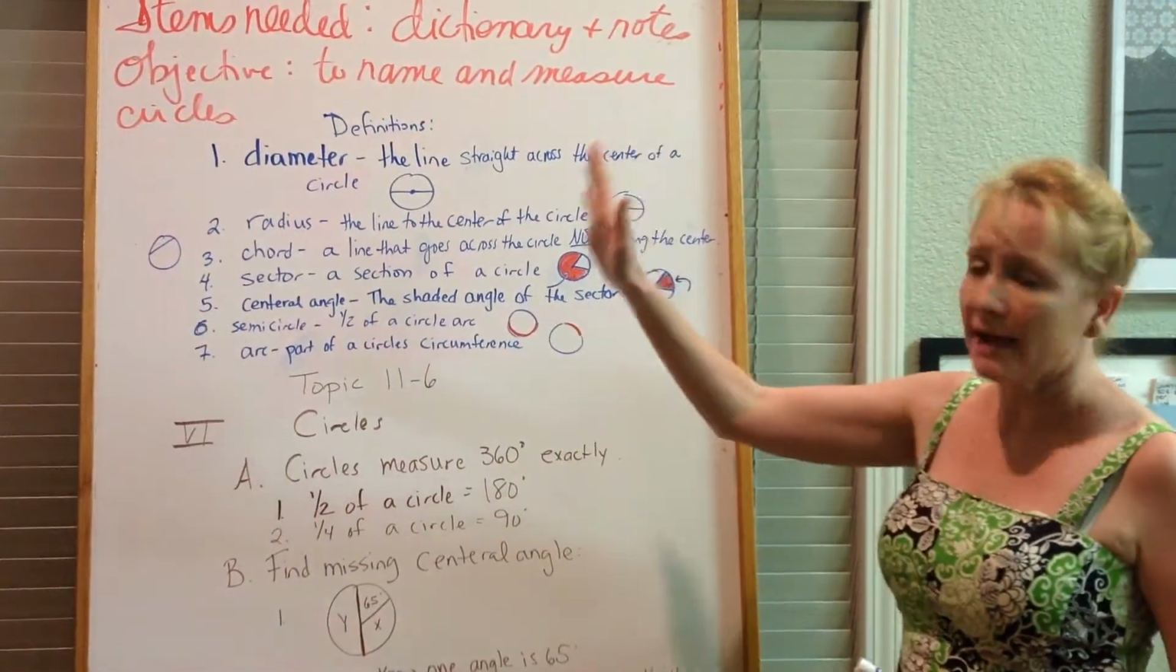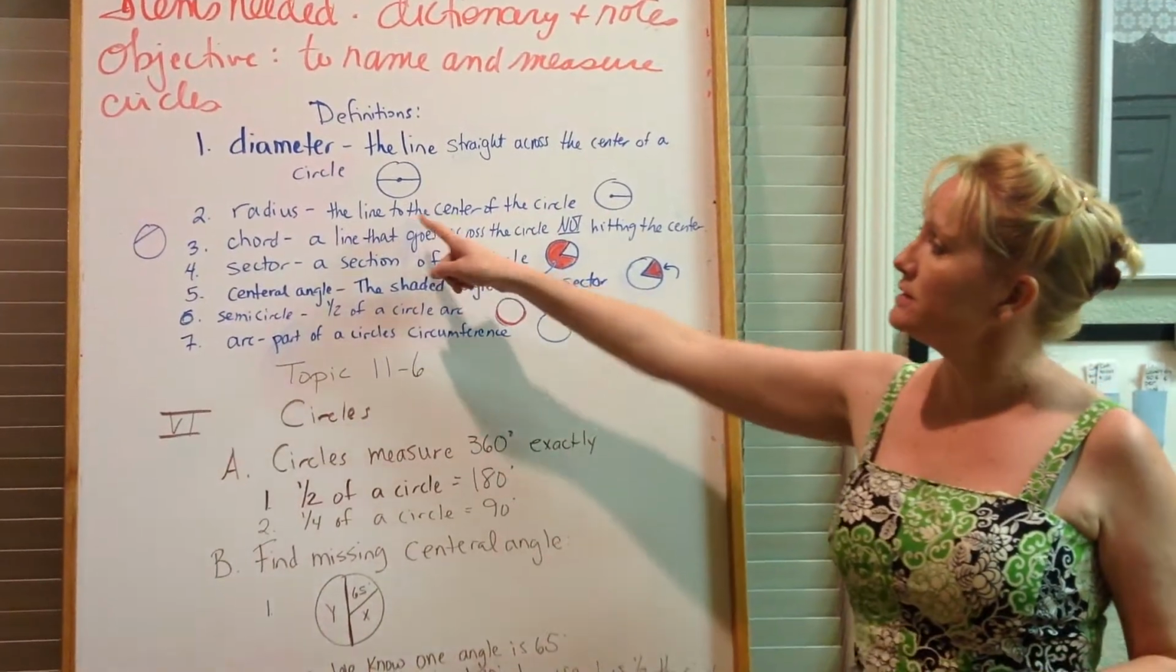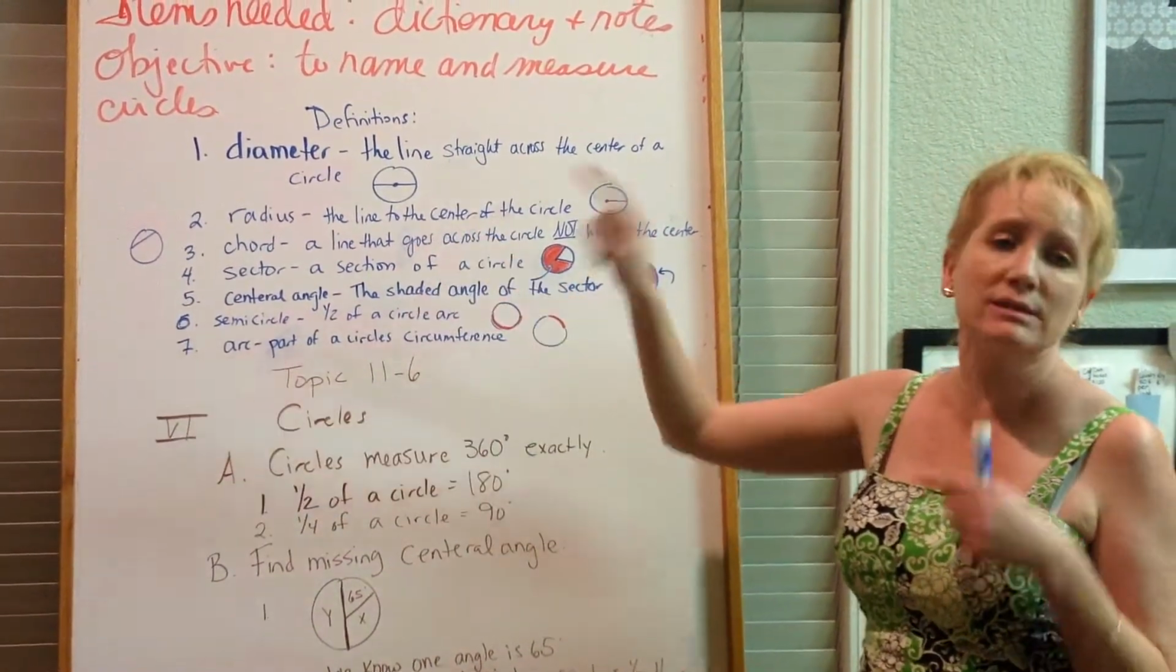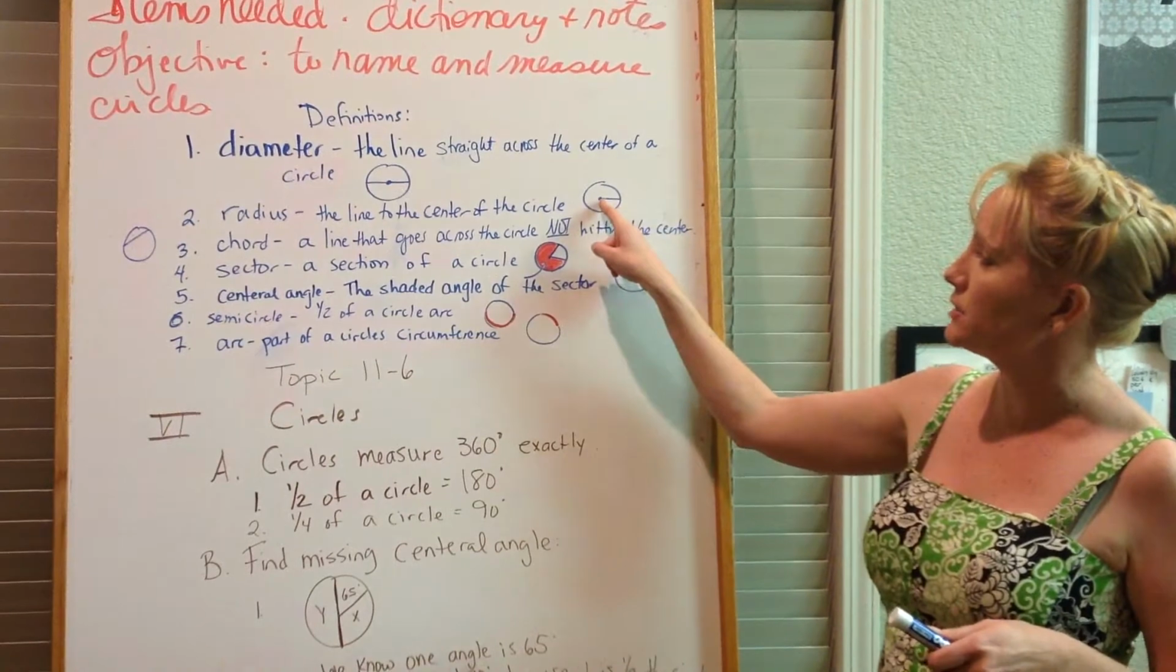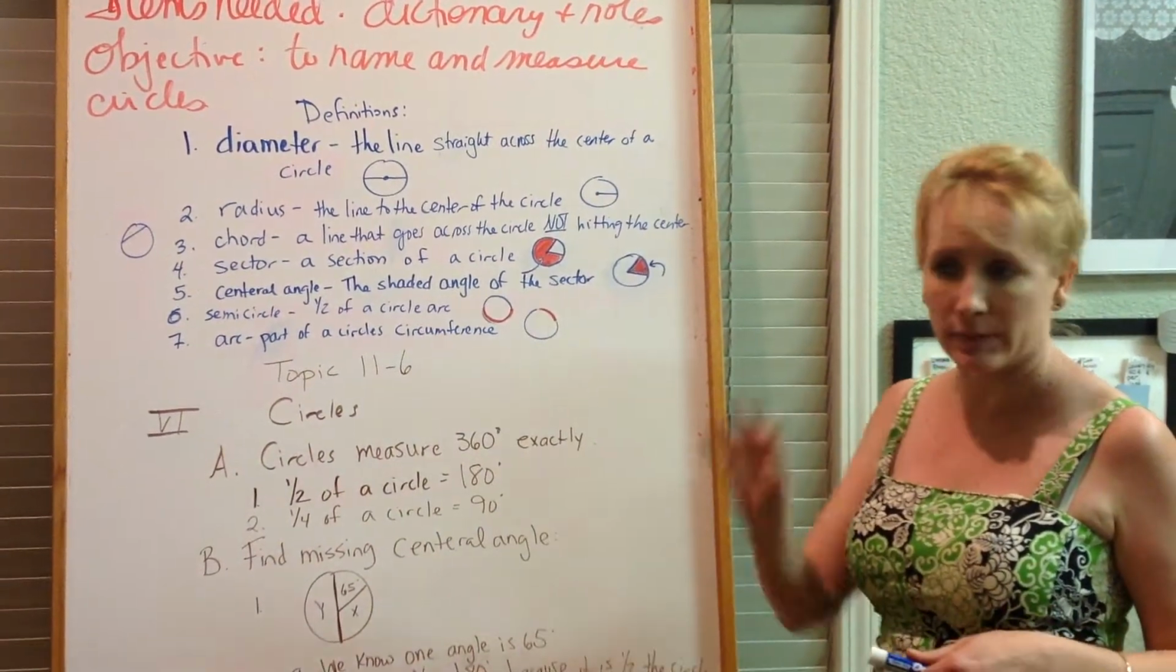The radius is half the diameter. It's the line from the center to the edge of the circle. So it doesn't cross the center. It just goes halfway across, but right to the center.